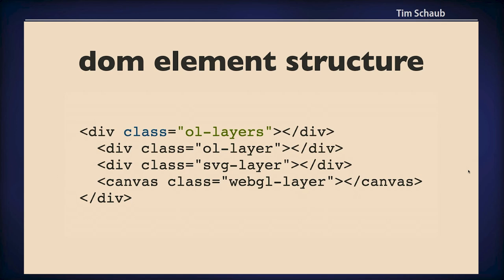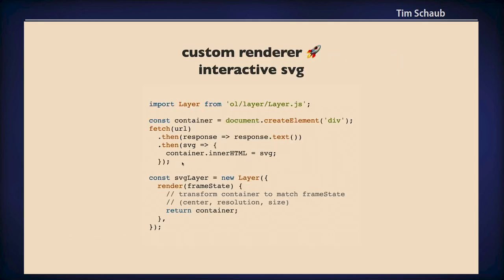And the structure it creates in the OL layers container, where all layer renderers go in, has this background layer using the standard class name OL layer. Then it has our custom SVG layer and a canvas with the class name WebGL layer. If all these layers were just canvas 2D or just WebGL layers, then this OL layers container would only have one renderer container inside.